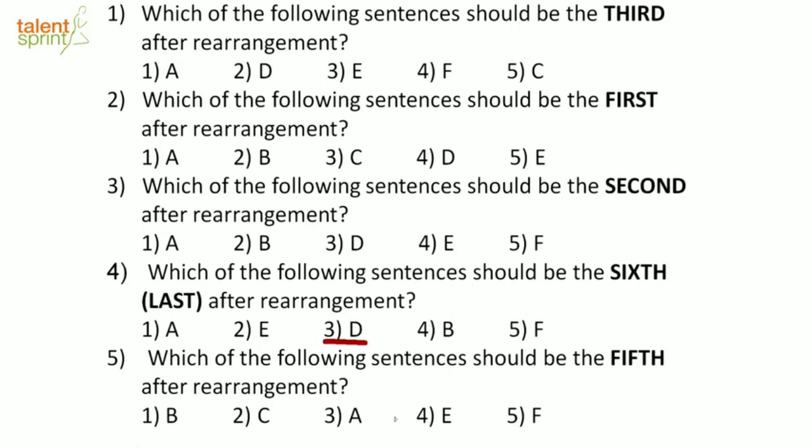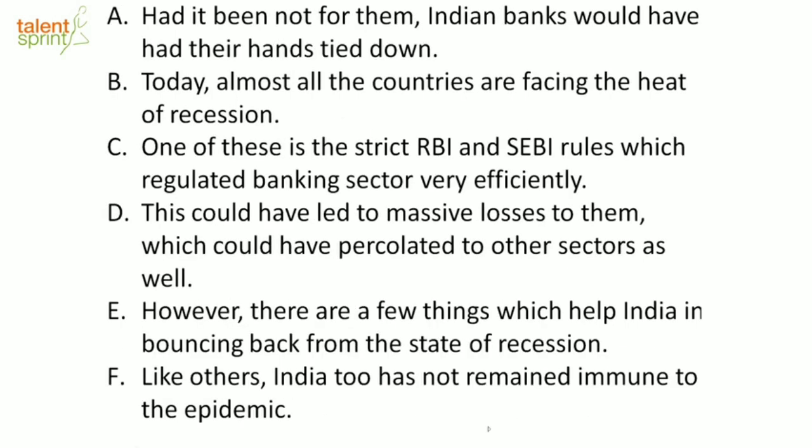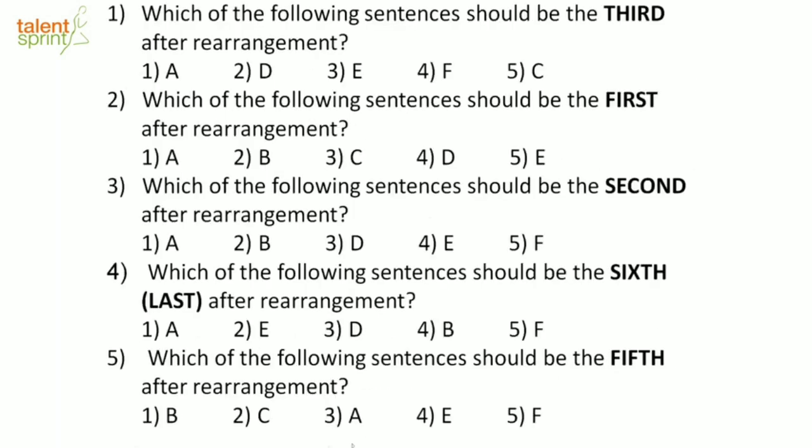Which of the following, the last question, the fifth one, which of the following sentences should be the fifth after rearrangement? The fifth one, right before the last one, was "Had it not been for them," A. Correct? And that would be option 3. The fifth after rearrangement would be option 3, A. So there we have not only unraveled the jumbled sentences, but we've also gone ahead and answered the questions accurately. Do remember, unless you answer the questions accurately, you don't get your full 5 marks. Okay, let's move on to the next jumbled sentence.